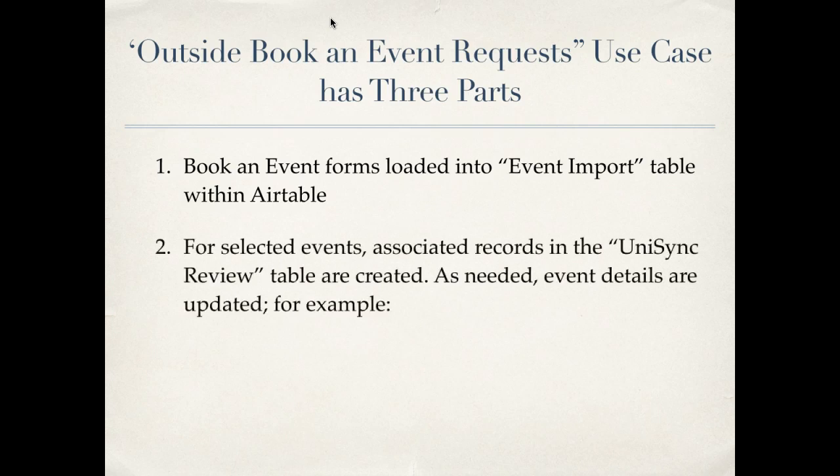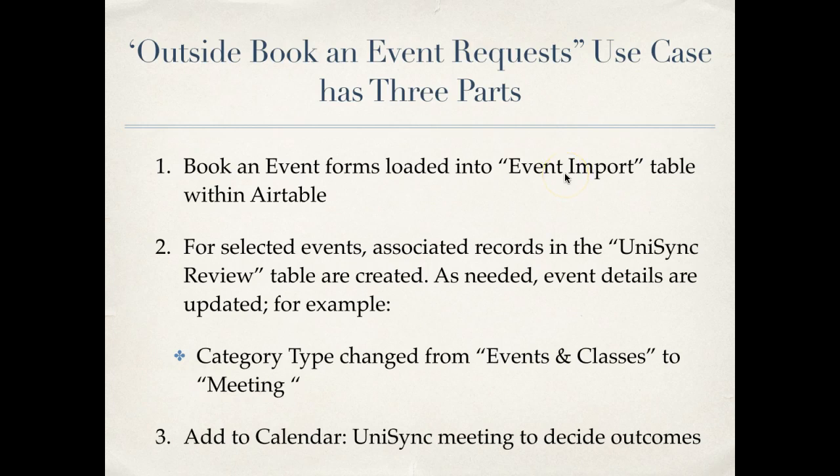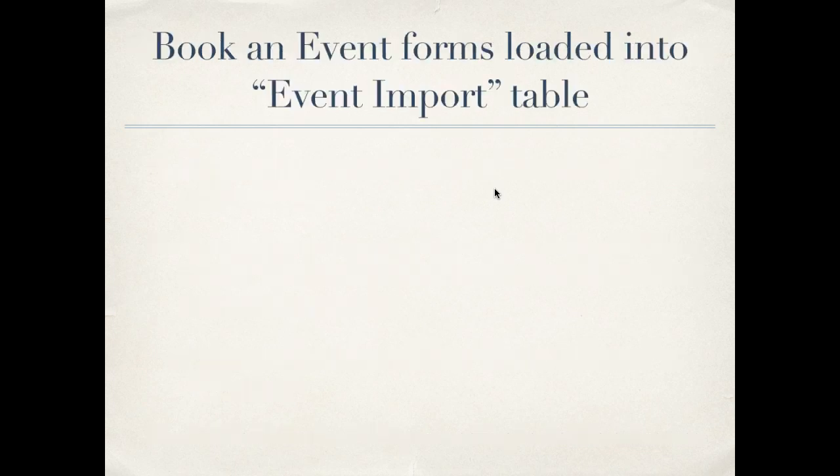For selected events, the associated records in the Unisync review table are created. As needed, event details are updated. For example, the category type might be changed from events and classes to meeting. The third part of the use case is add calendar Unisync meeting to decide outcomes.